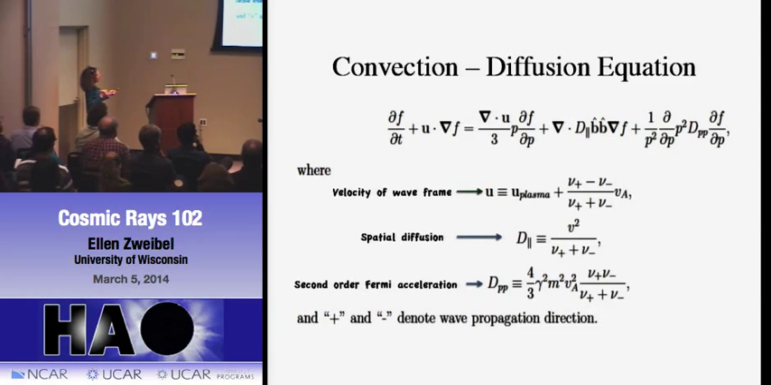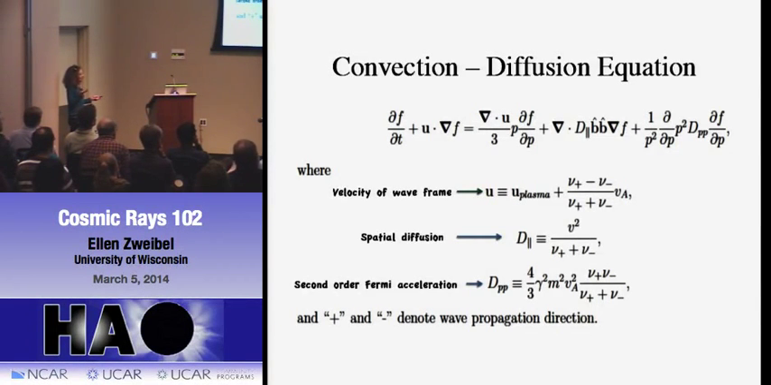So the particles are advected and also compressed or dilated depending on what the divergence of u is. This will cause changes in particle momentum. This is the famous adiabatic deceleration in the solar wind. Then there's spatial diffusion, which is due to both the plus and minus going waves.